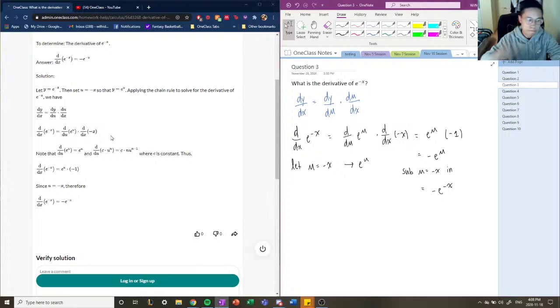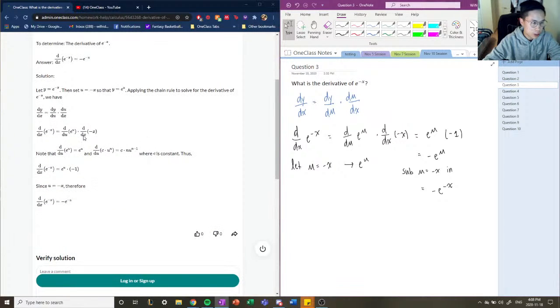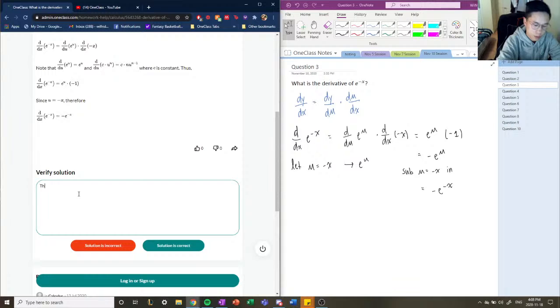Okay, so the junior tutor also did this solution. They used a placement variable u, and then they used the chain rule to break down our function within a function. And then they used the power rule and everything, and they came up with our solution here. So the solution is correct.